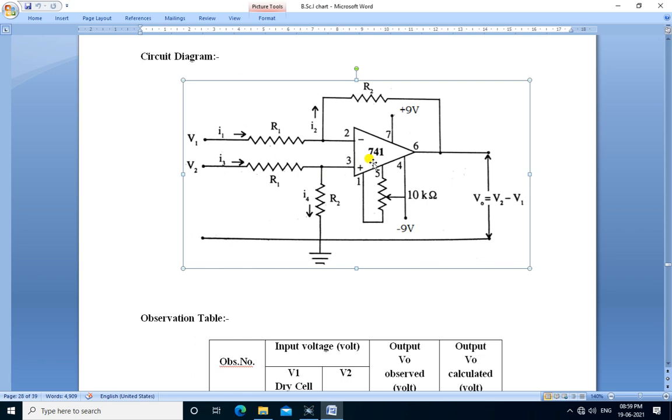Here we used IC741 op-amp. Two inputs V1 and V2 are applied to the non-inverting and inverting terminal through the input resistors R1. The feedback resistor R2 is connected between the non-inverting terminal and output terminal. The output is equal to V2 minus V1. So the output is equal to the difference between the two applied voltages.